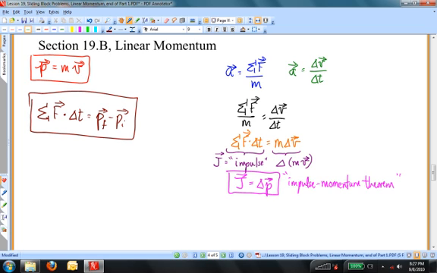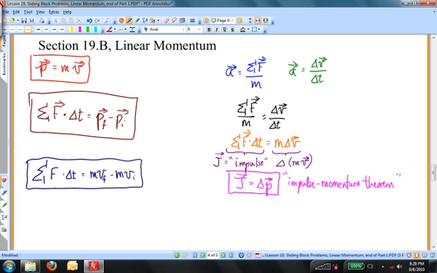You'll also see it written in another way, and this is probably going to be the most common way that you'll use it. I'm going to drop the vector signs and make the assumption that I'm working in one dimension, in which case the sign, S-I-G-N, of the quantities will tell me what the direction is. So implicitly, these are still vector quantities, but I will write it without the vector signs. All three of these ways of writing the impulse momentum theorem, the first way, the second way, and the third way, all mean the same thing.